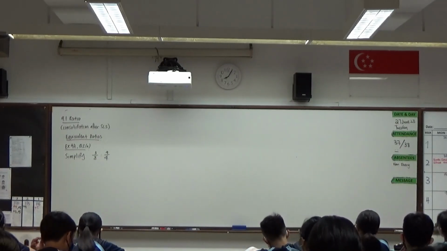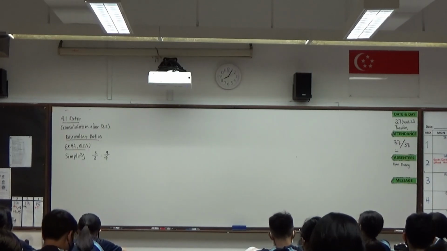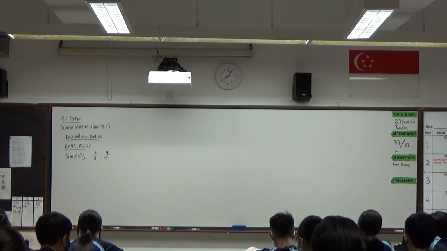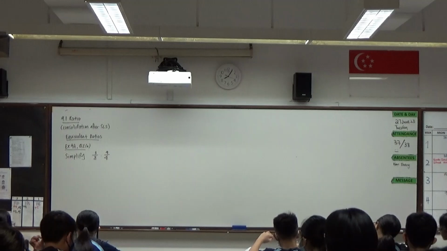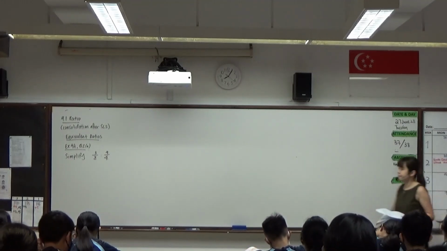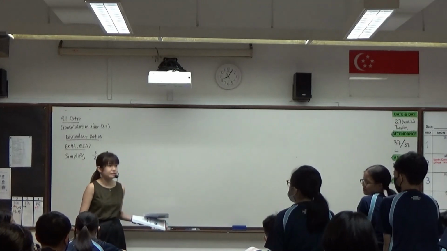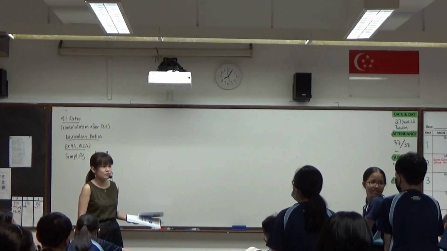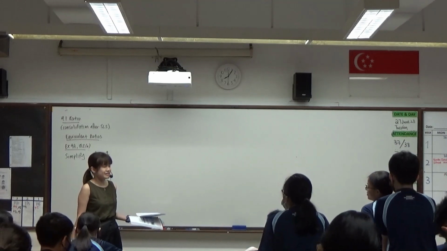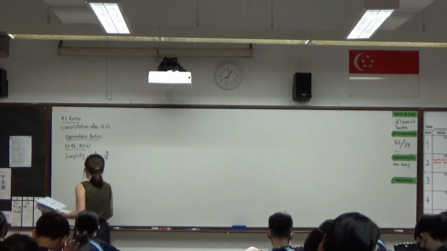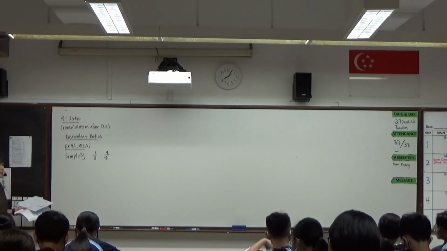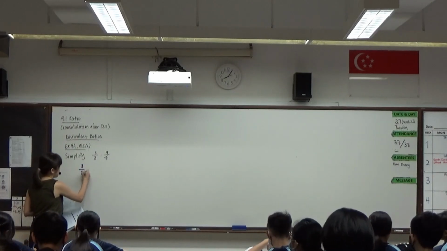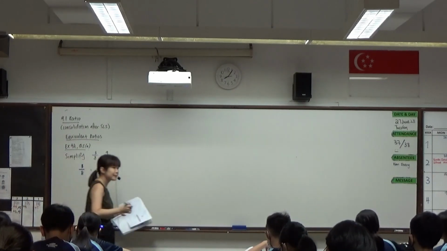Let me choose a person. Okay, I want Lucas up and Faith. You are beside Lucas. Okay, yes. Faith, can you tell me how do we simplify 3 over 8 is to 9 over 4? How do we simplify? Do you remember?